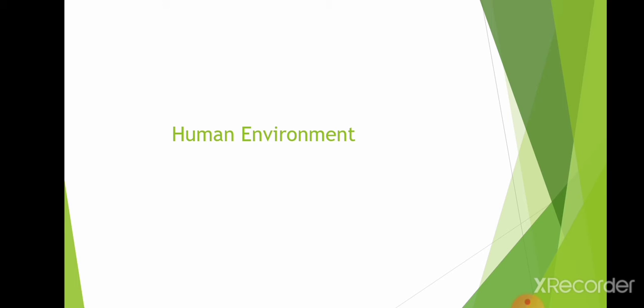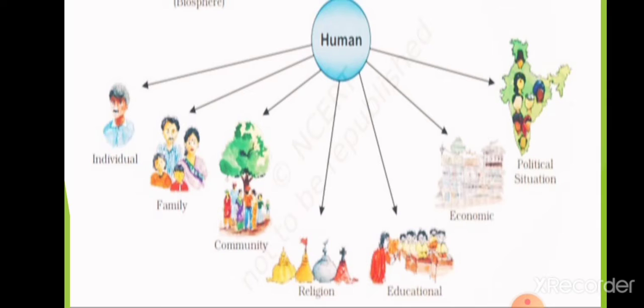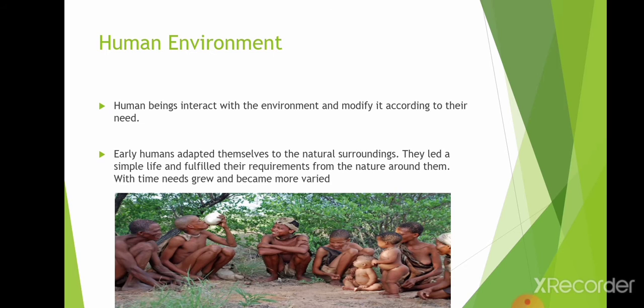So in human environment, who comes in human environment? We as individuals, and our family, our friends, our community, and you can see in this picture: individual, family, community, our religion, and our education and economic condition, political situation. All these are the part of a human environment. After that, in human environment we can see human beings interact with the environment and modify it according to their needs. It is 100% true actually.